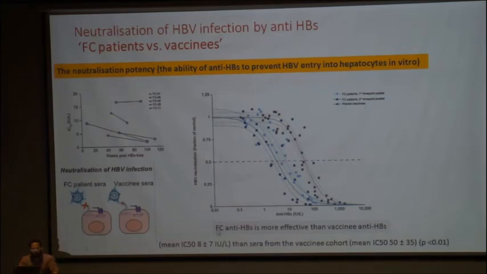So functional cure anti-HBs is more effective than vaccine anti-HBs in achieving neutralization potency against the hepatitis B antigen. Additionally, you can see there is a decline in the anti-HBs titers over time and a decline in the IC50 values in FC patients. That means, in the long run, even with lower anti-HBs titers, the functional cure patients are able to neutralize the virus in a better way than the vaccinated patients, because of their higher epitope occupancy.